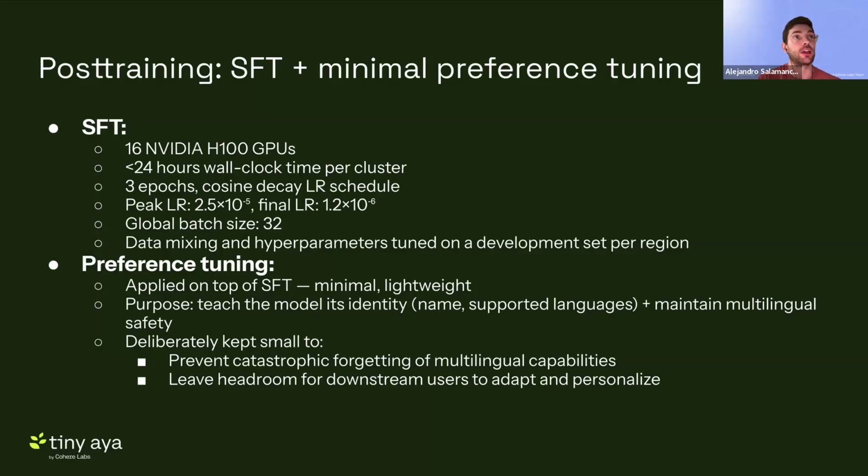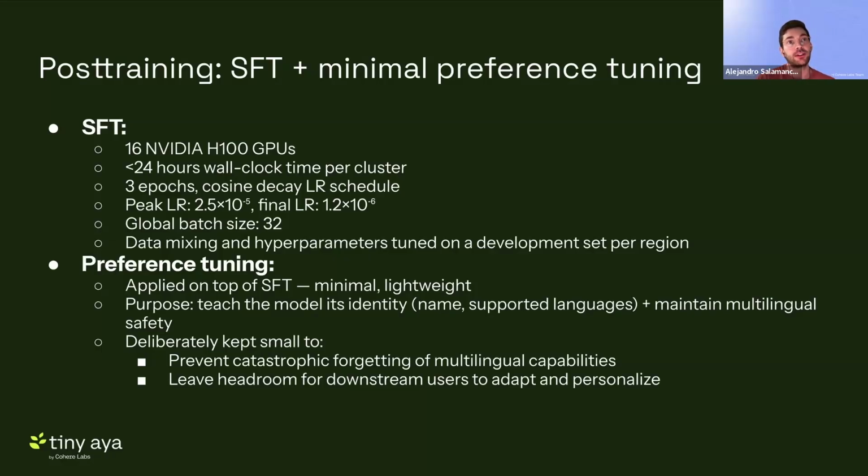We ran it through three epochs using a cosine decay learning rate schedule, and you can see the values there. And we did run a few ablations to figure out what were the best hyperparameters per cluster and region. For the preference tuning, we did that on top of the supervised fine-tuning, and it was extremely minimal.